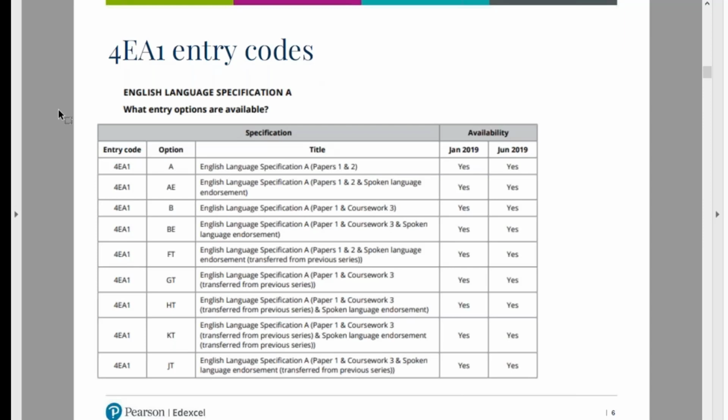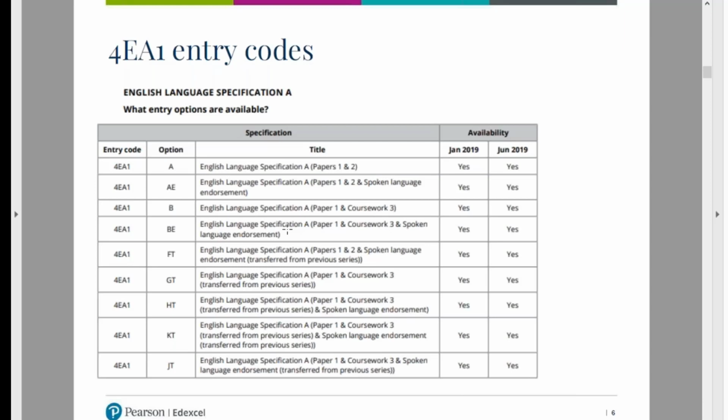So these are quite complicated for English Language A because there is the issue of whether you're carrying anything forward. So you've got the exam only route, option A. You've got exam plus spoken language endorsement, option AE. Exam and coursework, exam, coursework and spoken language, etc. And then you've got the carry forward versions of those. So if one of your students sat this qualification in summer 2018, they can carry forward the spoken language endorsement grade or the coursework mark. So that gives quite a few codes.